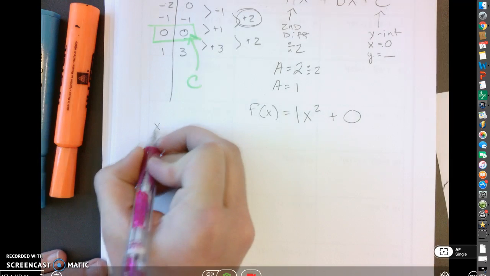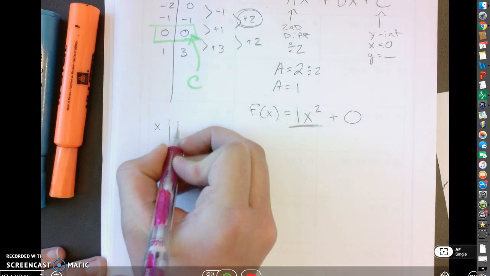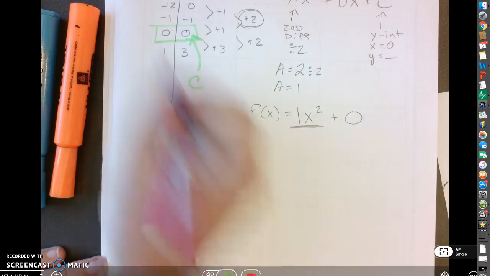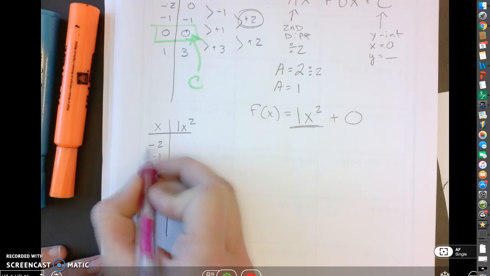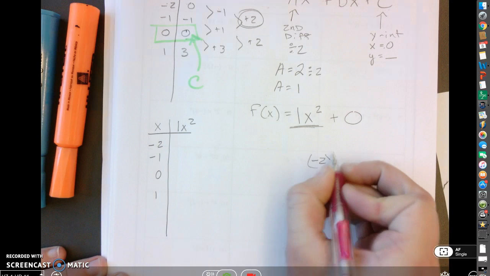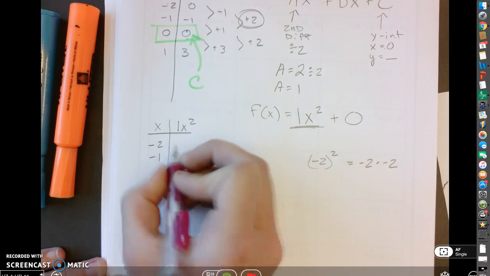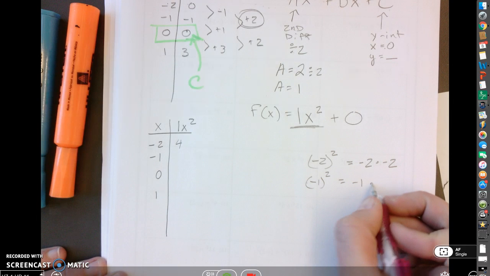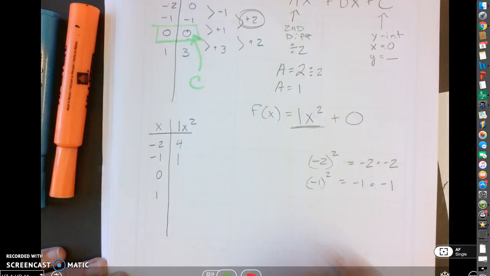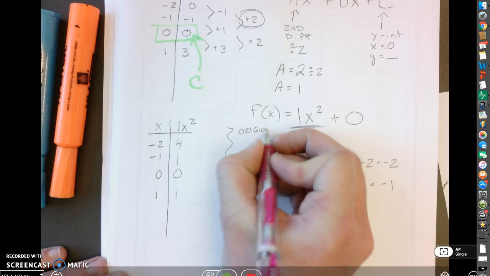So I'm going to make my new table where I have my x's, and I'm going to see if this equation works. 1x squared plus 0, which is the same as just x squared. Okay, I'm going to write my x's: negative 2, negative 1, 0, 1. I take negative 2, I plug it into my equation, so I have negative 2 squared, which is the same as negative 2 times negative 2, which is positive 4. Then I do negative 1 squared, which is negative 1 times negative 1, which is positive 1. 0 squared is 0, 1 squared is 1.